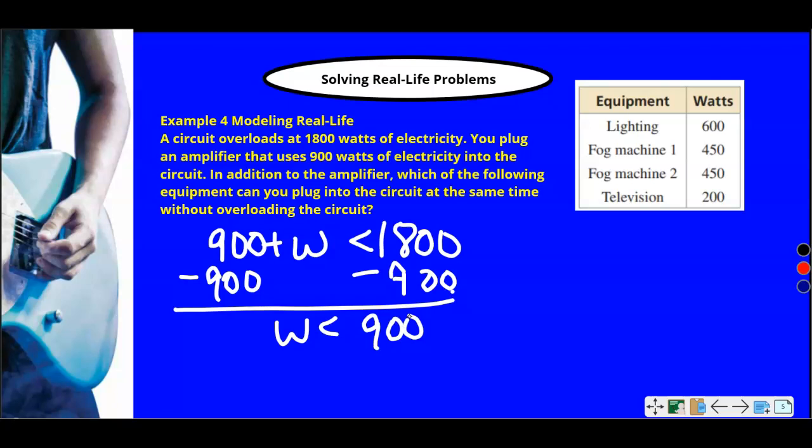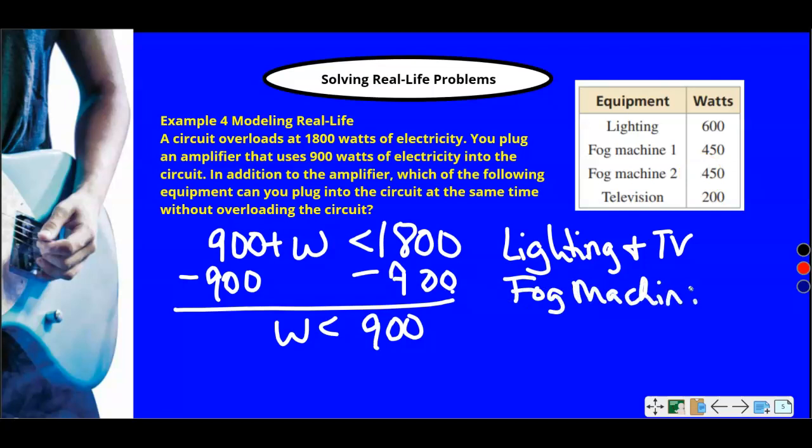So if you look at this, you could have less than 900. You could have 600 and 200, which is less than 900, it's only 800. So you could have lighting and TV, okay? That's on top of the amplifier that you're already using. All right, what else could you use? You could have one of the fog machines, either one, they're the same amount of watts, one of the fog machines and the TV. So let's do fog machine and TV. Or you could do any individual piece of equipment.